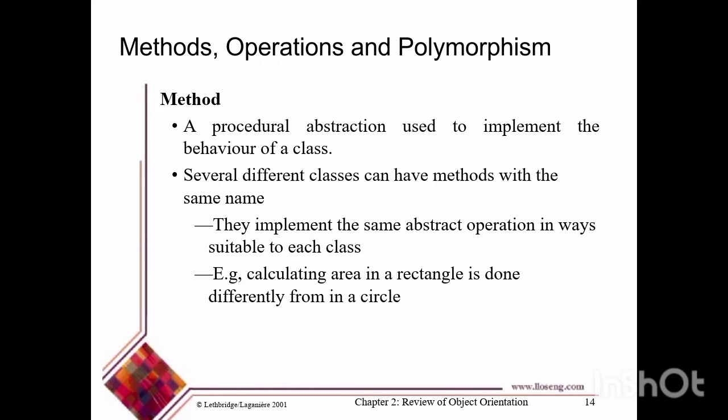Methods, operations and polymorphism, continuation. A method is a procedural abstraction used to implement the behavior of a class. Several different classes can have methods with the same name. Already we know the definition of polymorphism. What is that? Methods with the same name but different functionality. They implement the same abstract operation in ways suitable to each class. Calculating area for a rectangle is done differently from calculating for a circle.